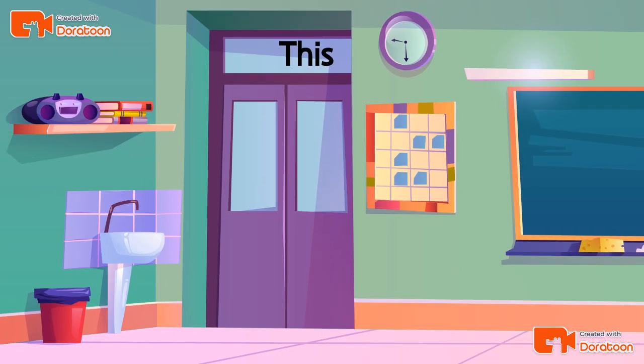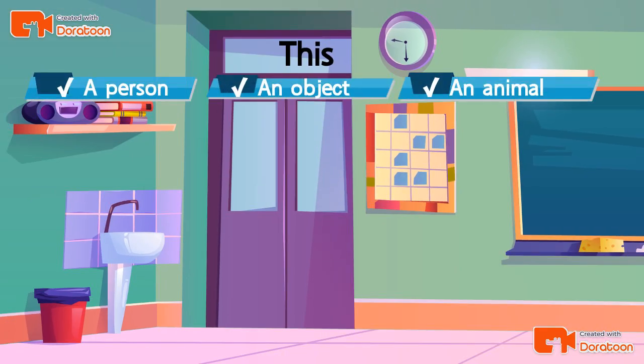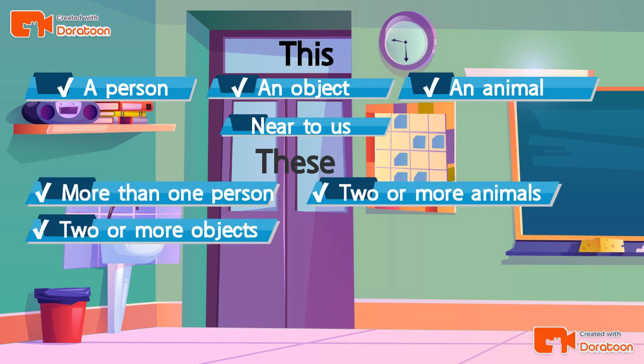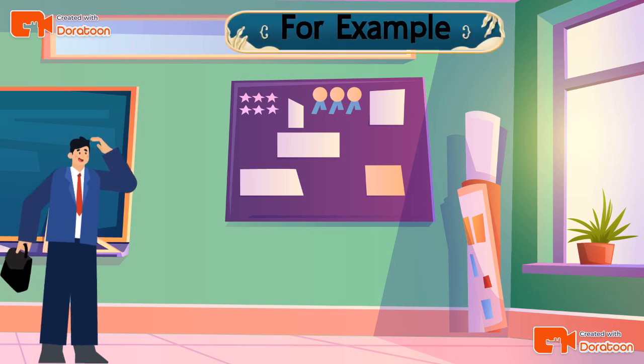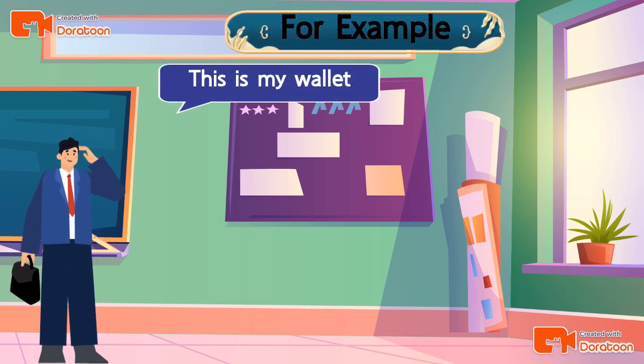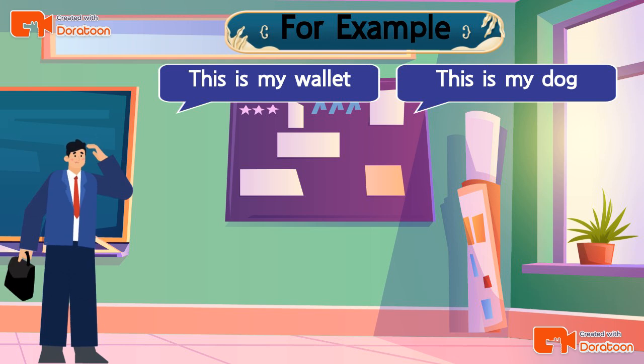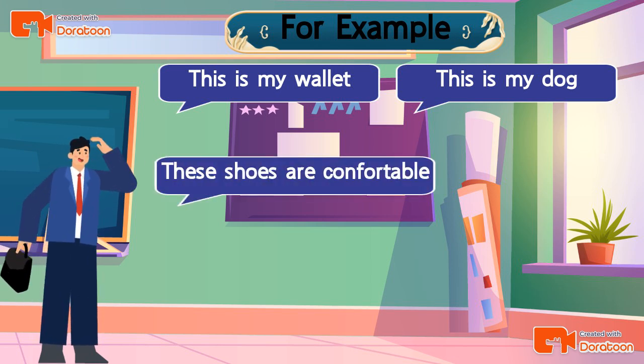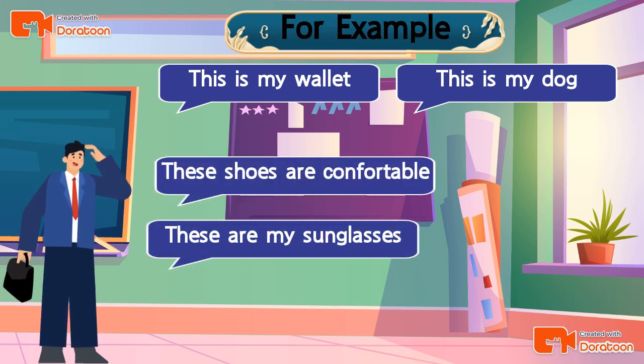We use this for singular nouns, like a person, an object, or an animal near to us, and these for plural nouns, more than one person, two or more objects, two or more animals near to us. For example, this is my wallet, this is my dog, these shoes are comfortable, these are my sunglasses.